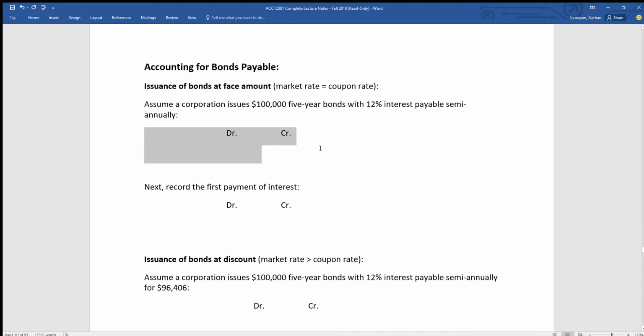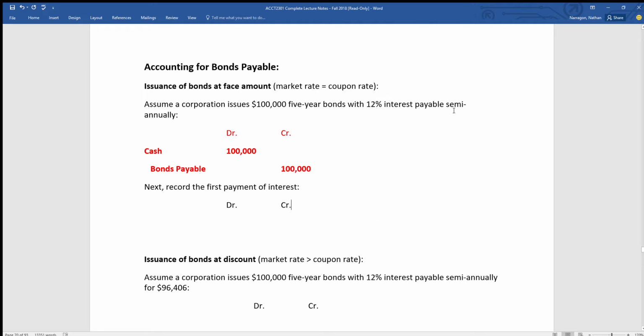When we record the issue, it's as simple as when it equals cash. We receive the cash of 100,000, and we owe the face value of that bond, 100,000, so it goes to bonds payable. That's when it equals.